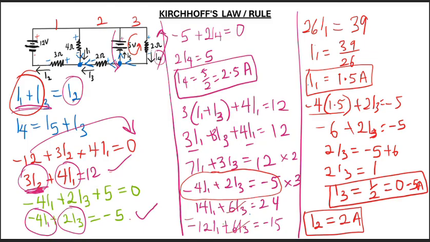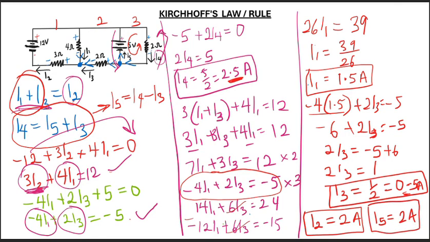Now for my i5, it is being resolved in this equation. Since i4 equals i5 plus i3, I can just say i5 equals i4 minus i3. Now i4 is 2.5 and my i3 is 0.5. 2.5 minus 0.5 is 2 ampere, and that is it for the solution. Then you are done with everything.